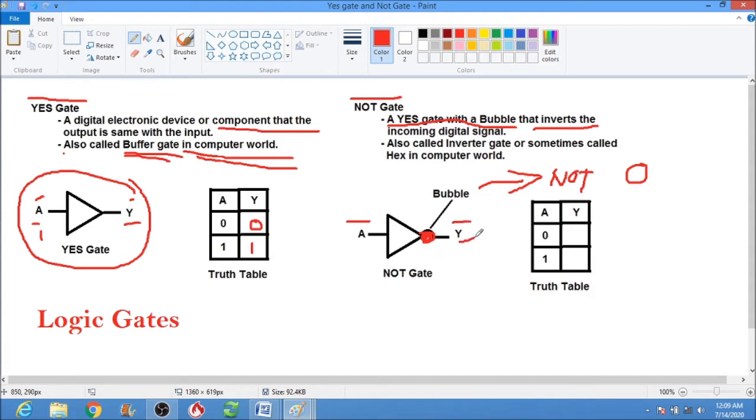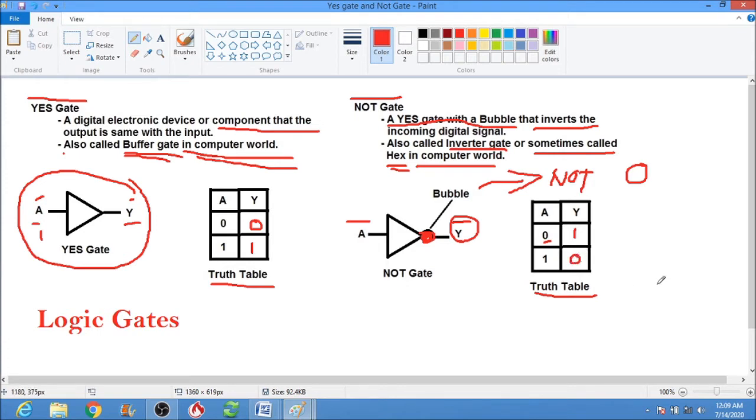In our table the output is Y. This is the truth table. It is also called an inverter gate, or sometimes called hex in the computer world. If the input is 0, then the output is 1. If the input is 1, the output is 0.